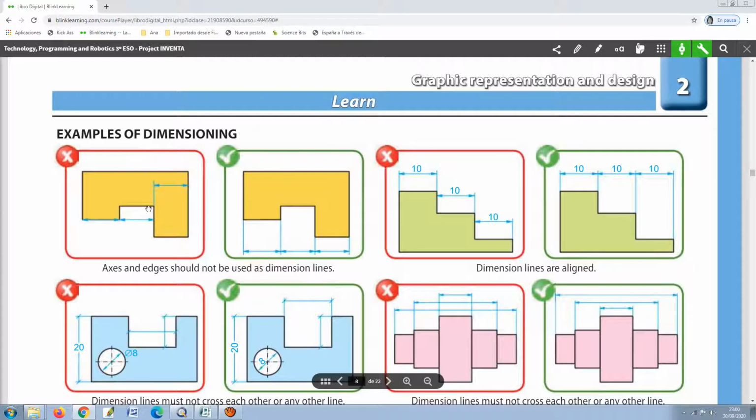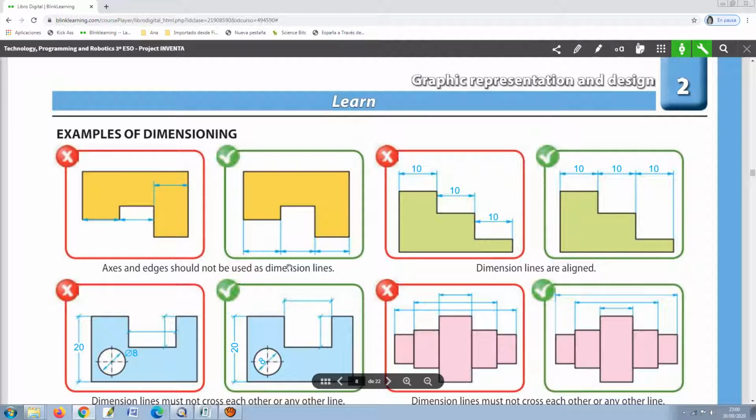So I'm going to give you, for example, the first one. This one is wrong, and there are three reasons for this to be wrong. The first one is that this is too close to the shape, so we have no space for the number. It's confusing. You are confusing the dimension line with the shape itself. This one is wrong because we are using the shape itself as a reference here and here, so we are not using an auxiliary line. And finally, in this one, we have two mistakes. The first one is that we're using again the shape as a reference, and the dimension is inside the shape.